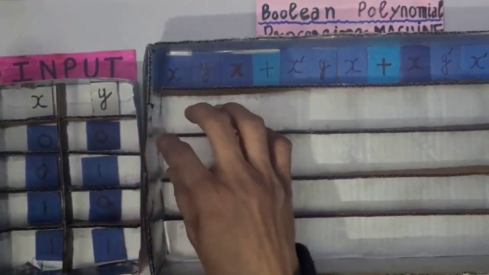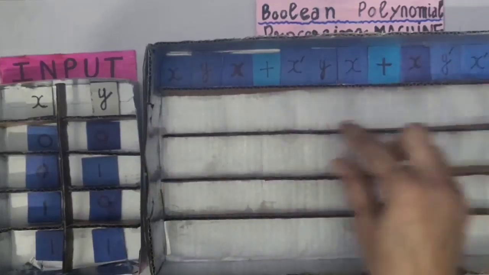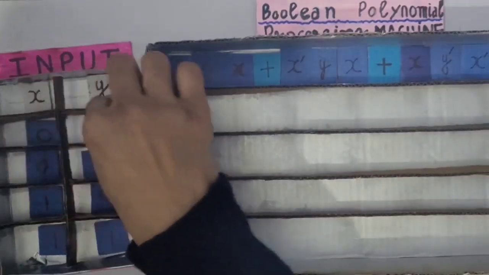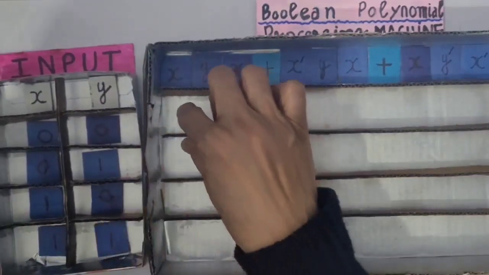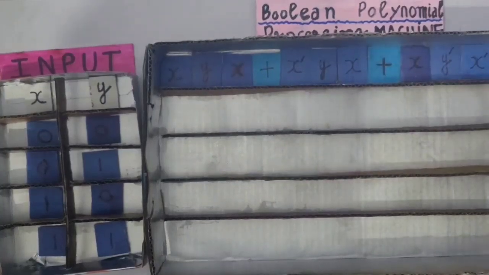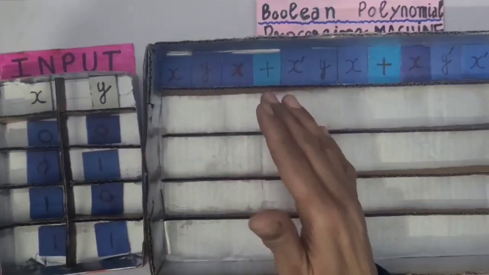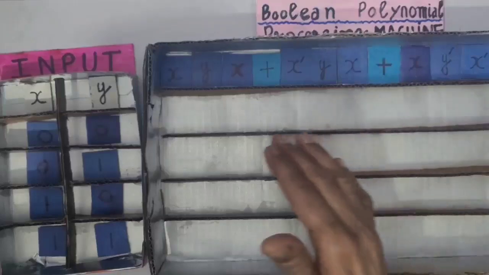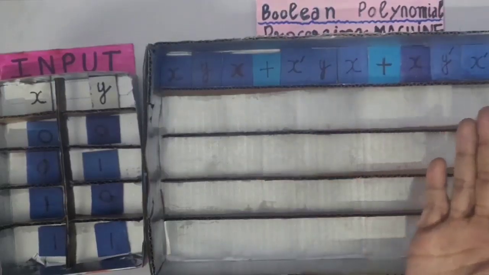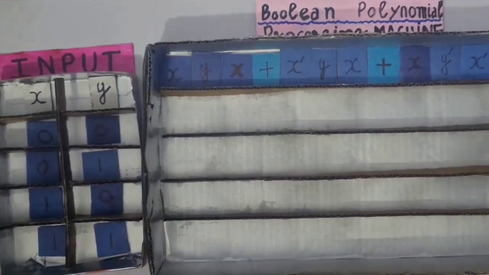So now, when we know that these are the values of x and y, let me put these values corresponding to these possibilities of x and y. Let me put the values over here, and then we'll find out the final value of this polynomial, depending upon the values of x and y and x dash and y dash in this polynomial, by using the rules of Boolean algebra.